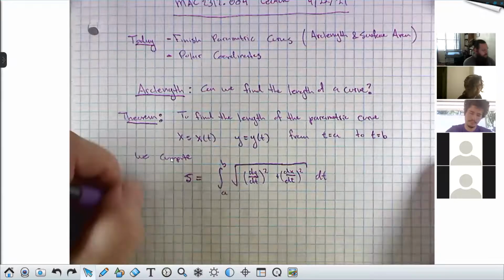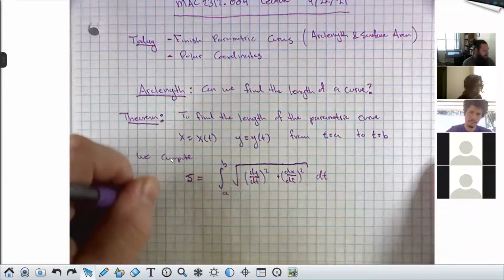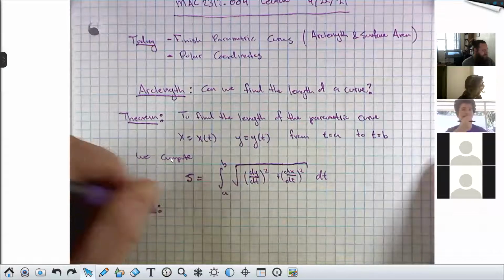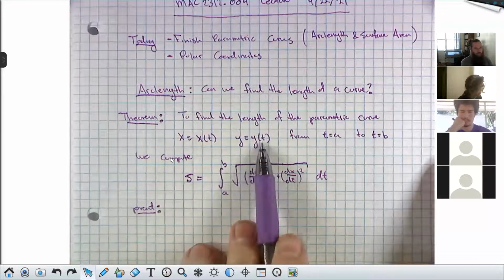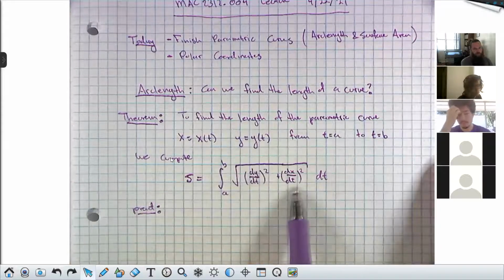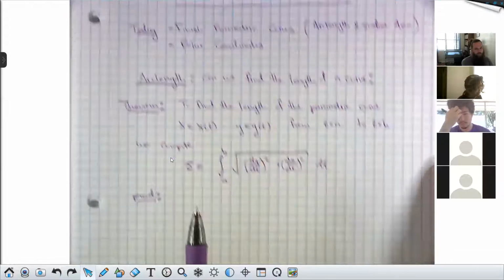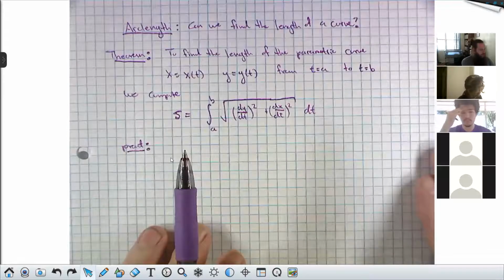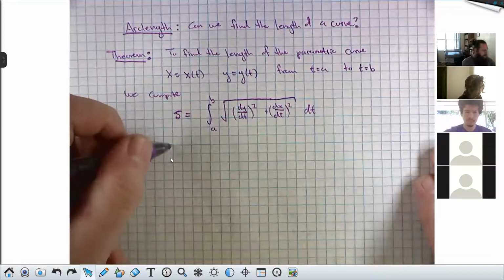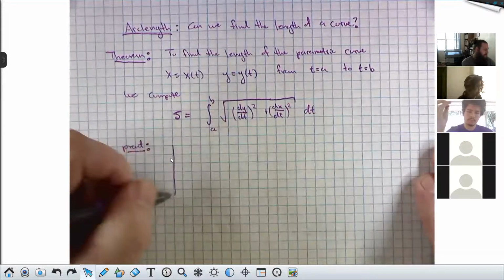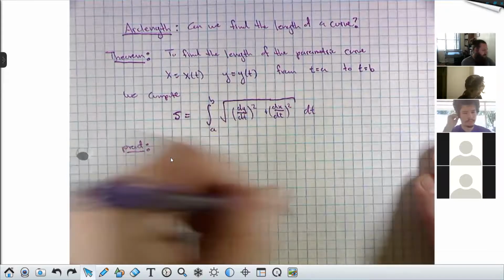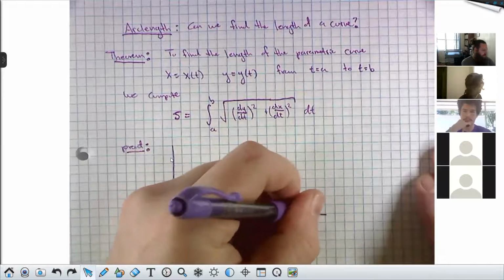Proof. Of course, here we need x of t and y of t to both be differentiable functions of t because this involves their derivatives. So you can assume that the parametric curve is smooth. If both your x and y functions are smooth, then your curve is smooth.